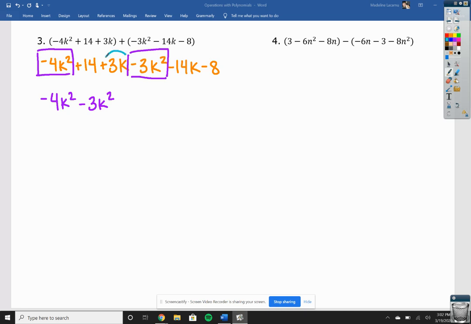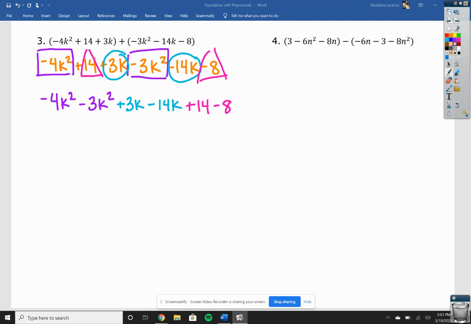And then my next one, I have positive 3k and negative 14k. And last we have our constants. So I have 14 and negative 8. So plus 14 minus 8.